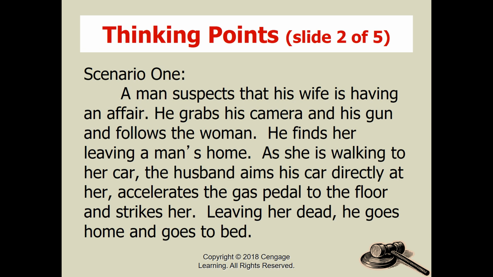So, a man suspects his wife is having an affair. Okay. He grabs his camera and his gun and follows the woman. He finds her leaving a man's home. As she's walking to her car, the husband aims his car at her directly, accelerates the gas pedal to the floor, and strikes her, leaving her dead. He goes home and goes to bed. Okay.